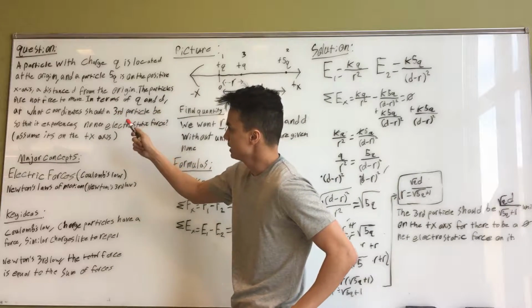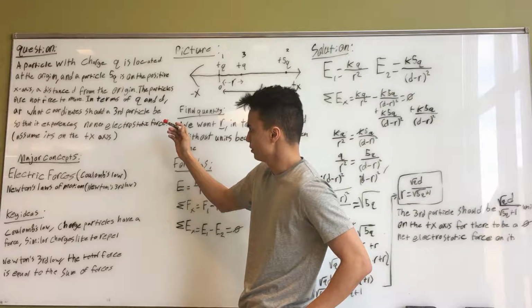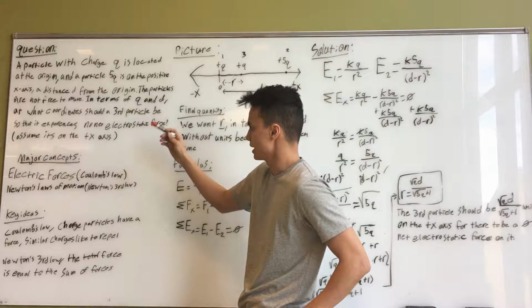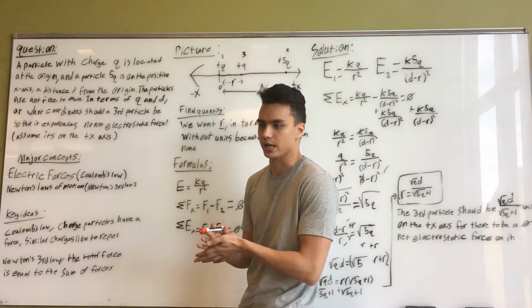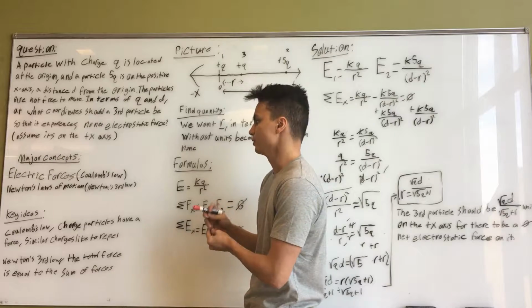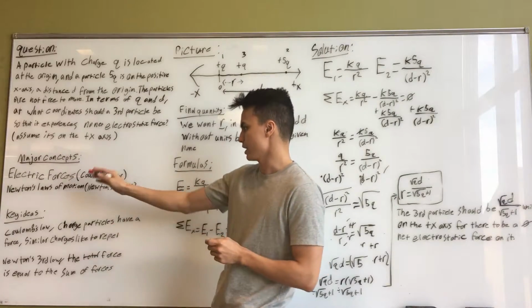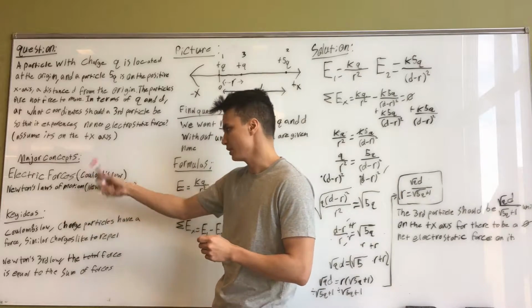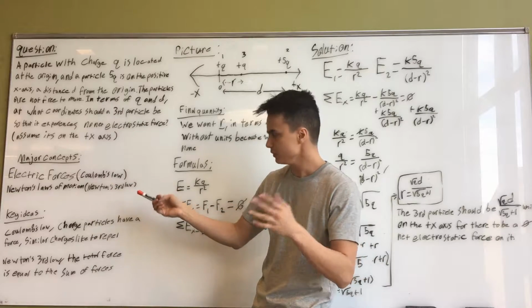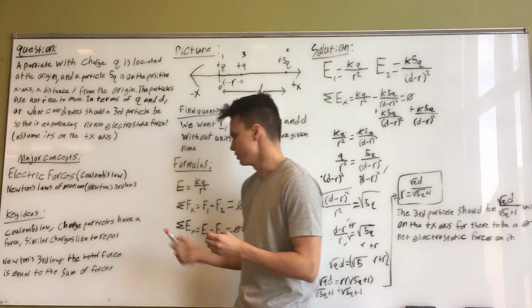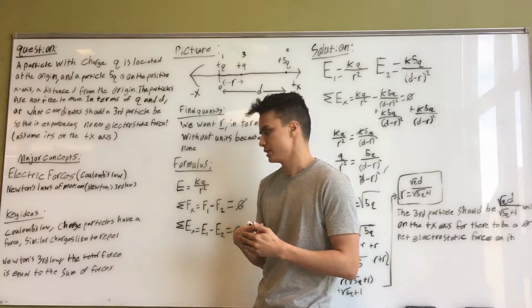In terms of q and d, at what coordinates should the third particle be placed so that it experiences no net electrostatic force? Assume it is on the positive x-axis for our third particle. So we have two major concepts that this deals with here. We have electrostatic forces, specifically Coulomb's law, and the second one would be Newton's laws of motion back in mechanics, specifically Newton's third law. This is important to understand how Coulomb's law applies here.